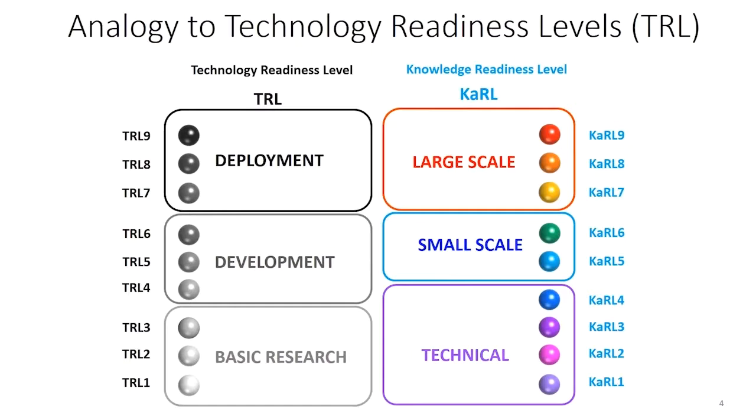In analogy to TRL, we developed at NanoRego the Knowledge Readiness Level, KaRL. KaRL is also a 9-grade scale divided into 3 blocks. KaRL 1 to KaRL 4 refers to the technical readiness of knowledge. KaRL 5 to KaRL 6 refers to the knowledge readiness for small scale. And KaRL 7 to KaRL 9 refers to the knowledge readiness for large scale.